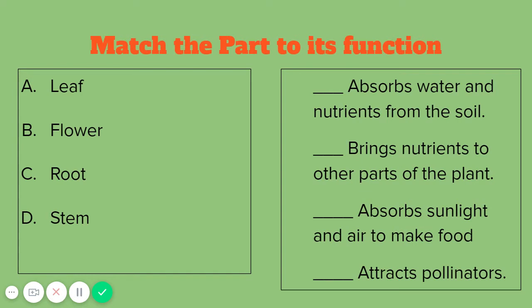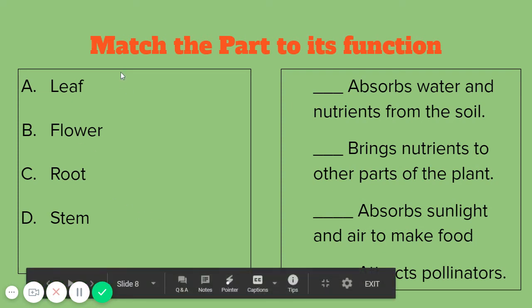Okay, now it's time to test your knowledge. On the left side, there are different kinds of parts of a plant, and on the right side are the functions. Okay, so we have a leaf, a flower, a root, or a stem. And these all have letters, so you're thinking about which letter on this side matches which of these descriptions or functions on that side, okay?